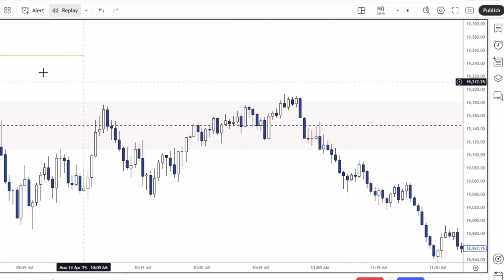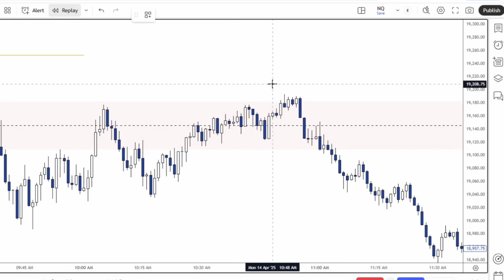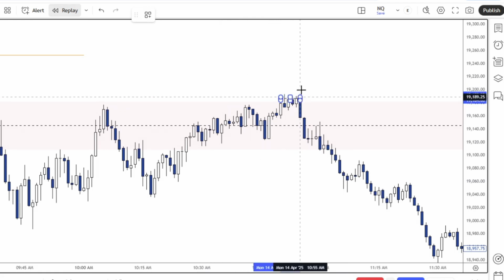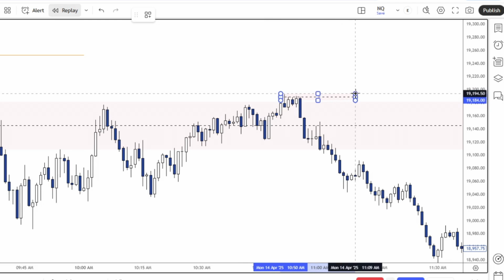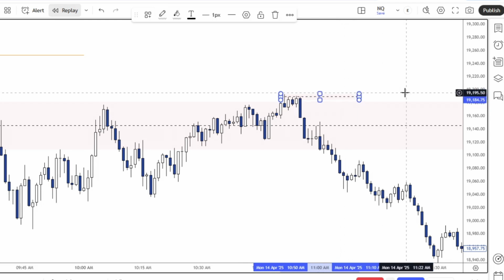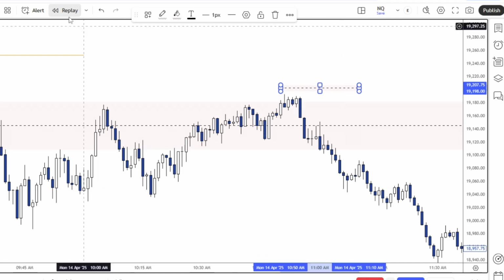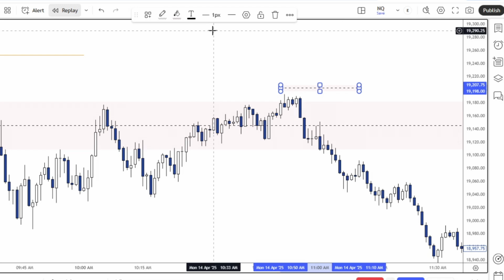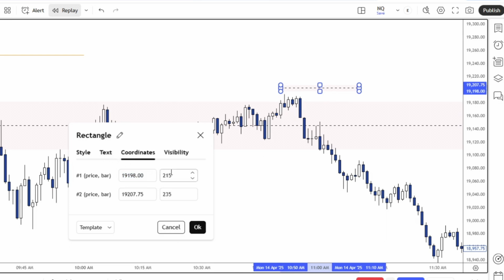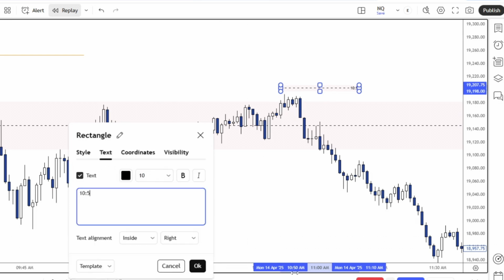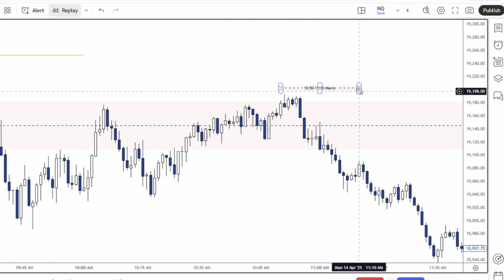Now, one thing that you can actually see here is, notice what time this is forming. This is actually forming inside of a macro. So what is a macro? A macro is a specific time of day where price is likely to purge liquidity and have a nice run, and so it can be one of the times where it's most profitable for you to enter a trade. So we can just call this the 10:50 to 11:10 macro.